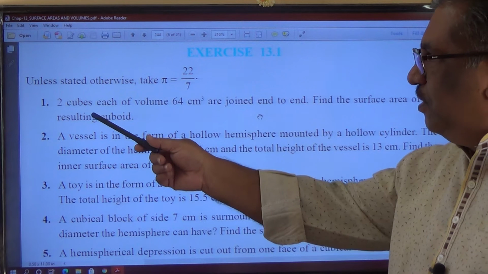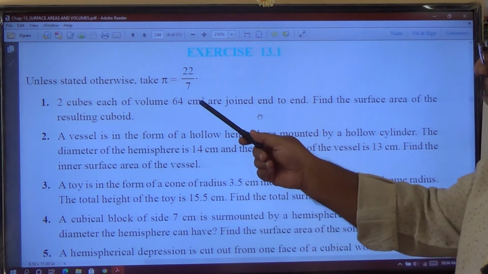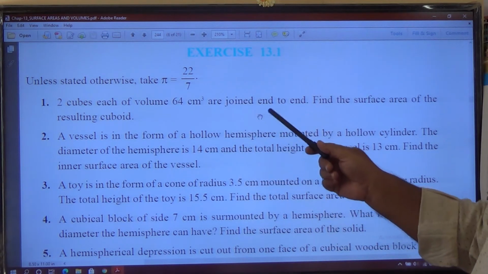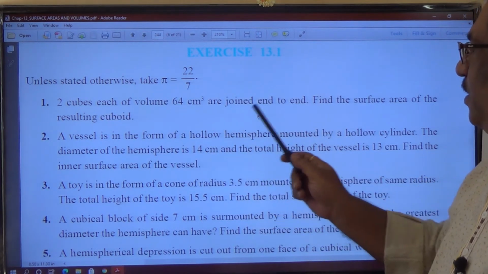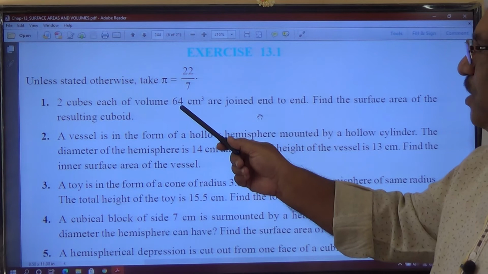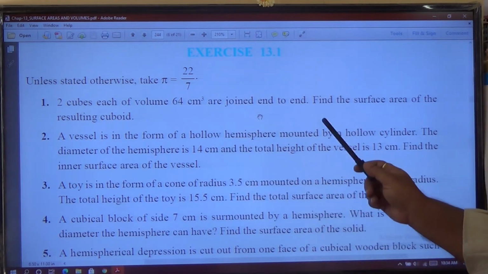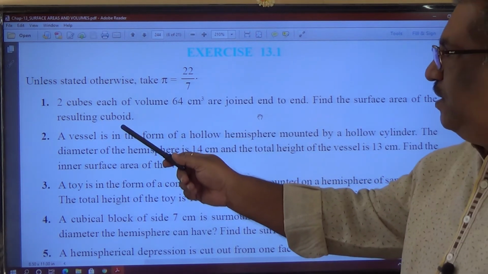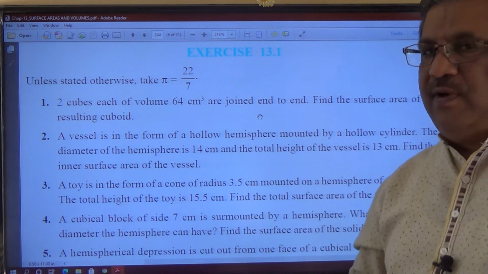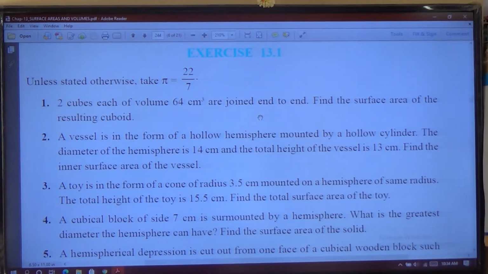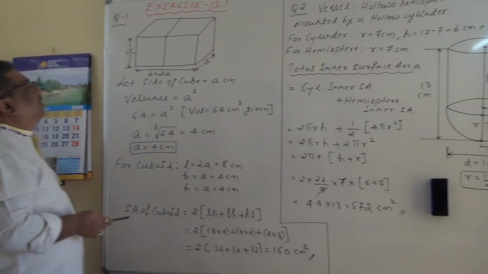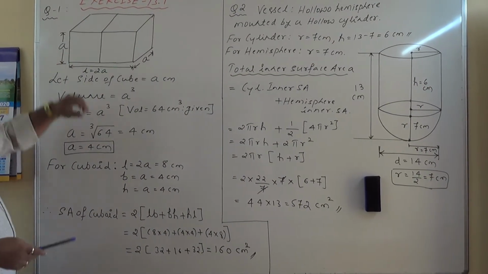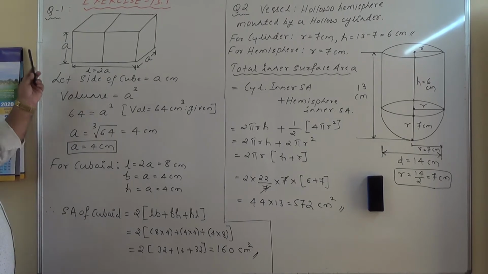So first question, two cubes, each of volume 64 cubic centimeter, are joined end to end. There are two cubes which have been joined end to end, and the volume of each cube is 64 cubic centimeter. Find the surface area of the resulting cuboid. Let us solve this on the board now. Exercise 13.1. Question number 1.